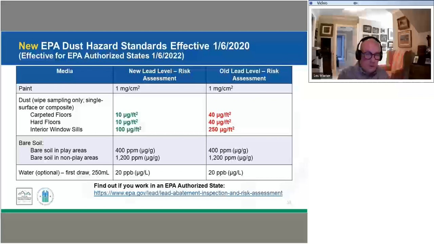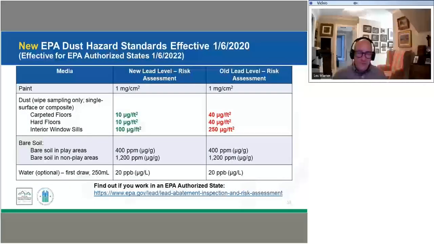So for carpeted floors and hard floors, we have a requirement of 10 micrograms per square foot. For interior window sills, we have a higher level of 100 micrograms per square foot. And you'll see that these are now more stringent requirements than under the regulations before 2020.